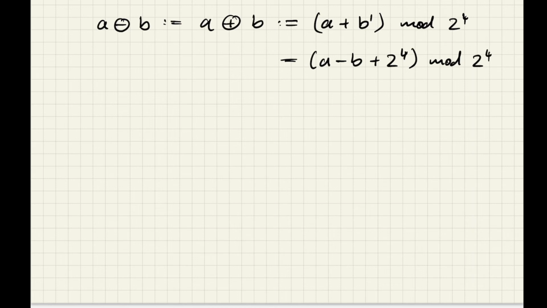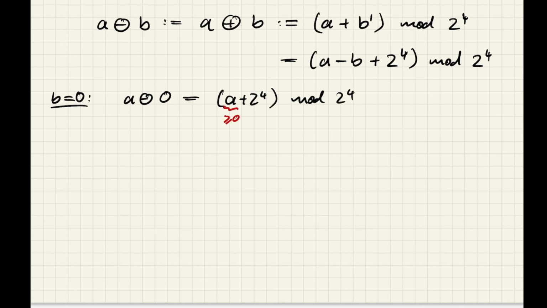Now if B equals 0, it's easy to see that we always have an overflow, because then we have A circled minus 0 equals A plus 2 exponent 4 mod 2 exponent 4. This here is not negative, so that means this here is greater or equal to 2 exponent 4. So you always have a cout equal to 1.